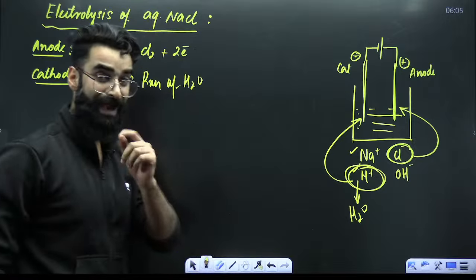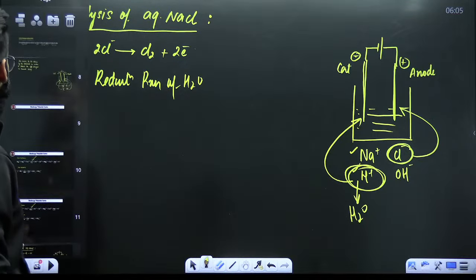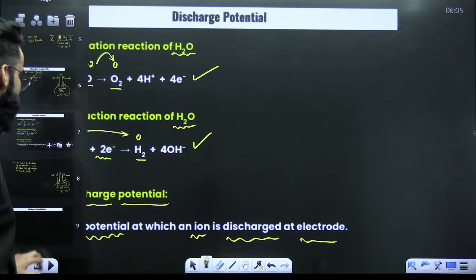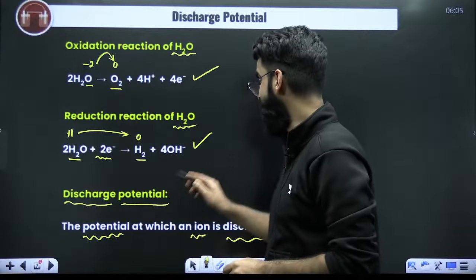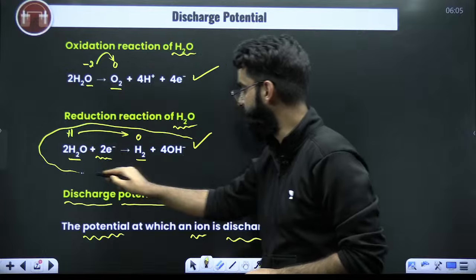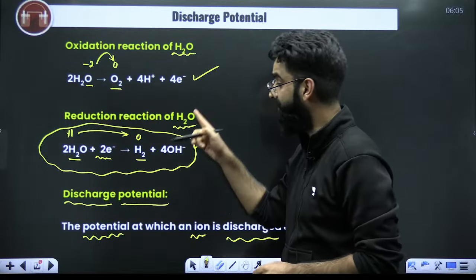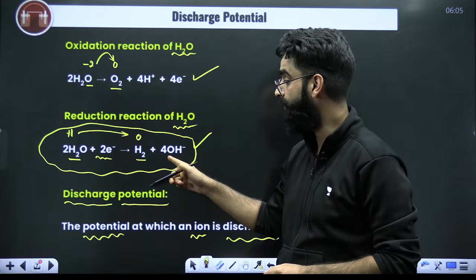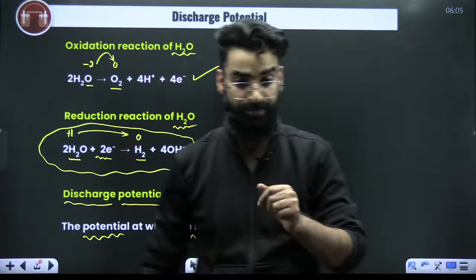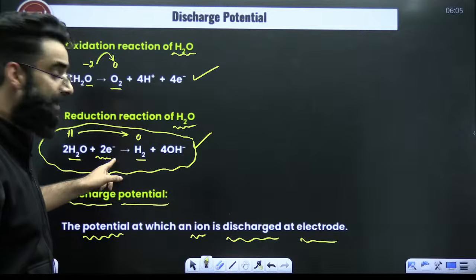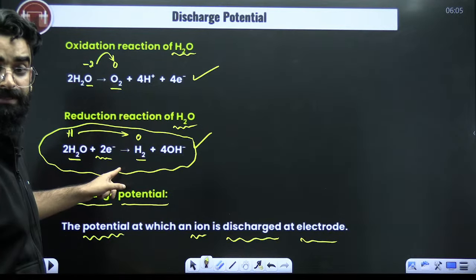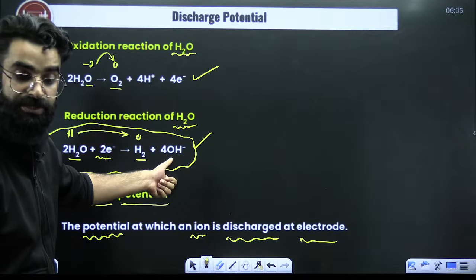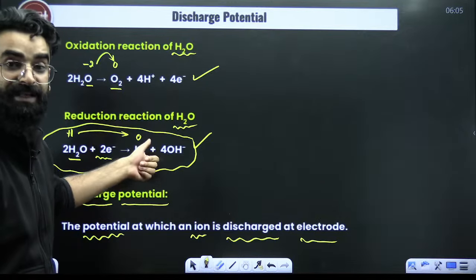Right, my dear students? And I hope you remember what about the reduction reaction of water? Few minutes back only I told you. Look at this particular slide. This is the reaction which is what you call the reduction reaction of water. And this is going to happen at cathode. Let me know once in the chat if it is clear. So at cathode, it's 2 H2O plus 2 electrons gives H2 plus 2 OH negative. This is the reaction which is taking place at cathode.